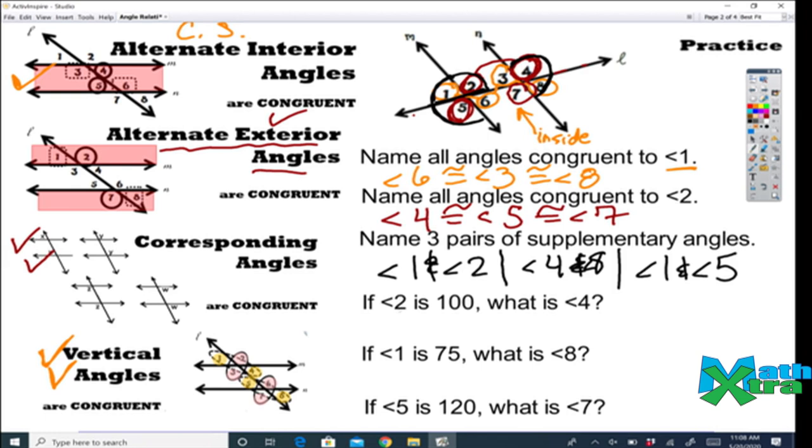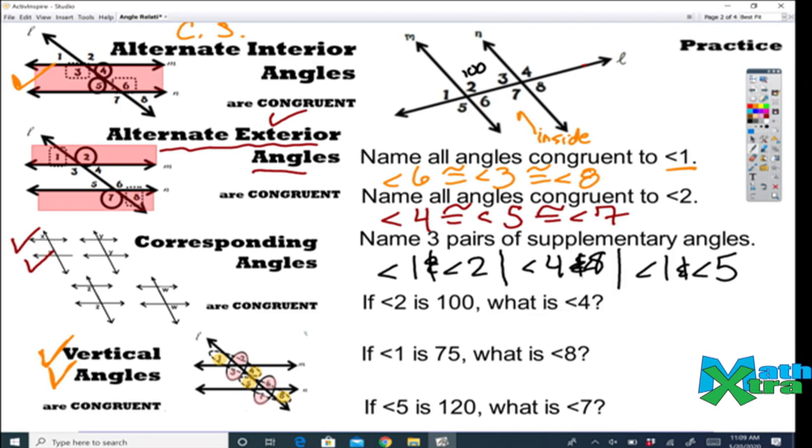And let's go to the next question. I'm going to erase this because it's getting a lot here, and I know y'all are like, oh my gosh, this is really getting confusing. To answer the next questions, I'm going to use the same graphic, but with all the extra annotations gone. All right, let's look at the next question. It says, if angle 2 is 100 degrees, what is angle 4?